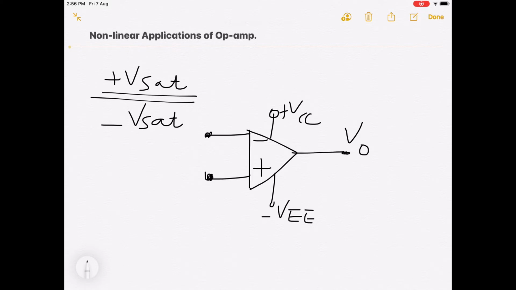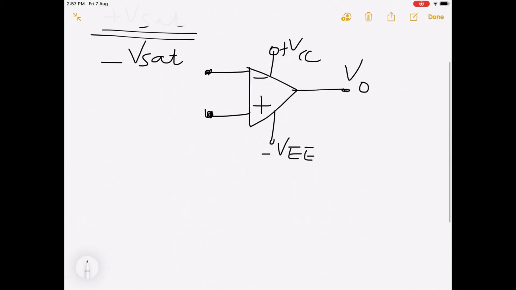There are so many applications in nonlinear circuits of op amp like comparators, pulse time modulator, window detector, then phase detectors, Schmitt triggers, precision half wave and full wave rectifiers, peak detectors, sample and hold circuits, clippers, clampers, so many applications are there. We will see them one by one. First of all we will go for the op amp as comparator.